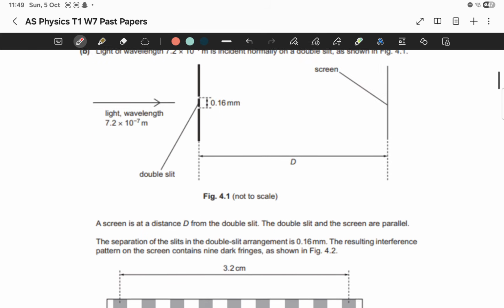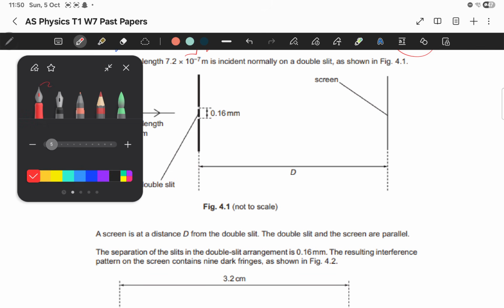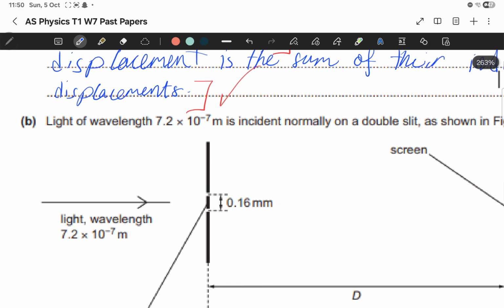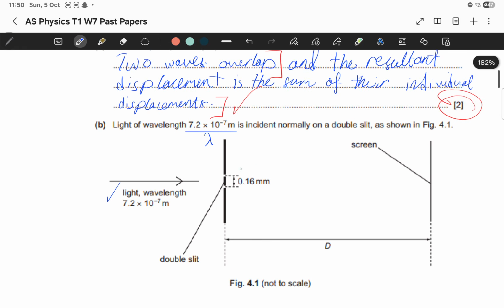phrased. Okay, so part B, light of wavelength 7.2 times 10 to the power of negative 7 meters. So this is lambda. Is incident normally on a double slit, as shown in figure 4.1. Light, this is the wavelength, okay. This is what we call the slit separation. It's the distance between the two slits.